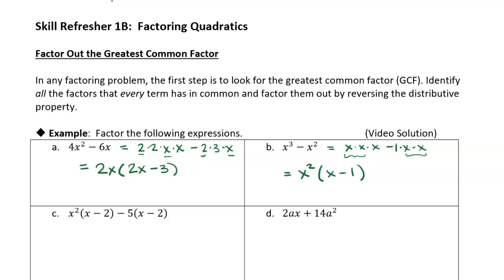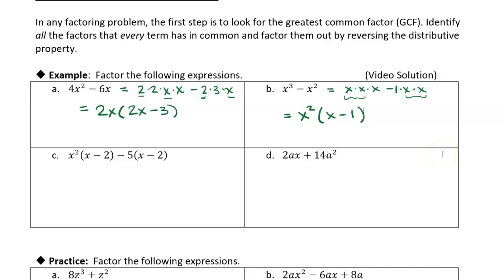All right, so let's do a couple more examples here. This looks a little different, but we actually have two terms here. This is a term, and this is a term. Those are things that are multiplied together, even though one of those terms is a binomial. It's x minus 2. That's still a factor. X minus 2 is a factor of the first term. And I see that both of those terms have a factor of x minus 2, so let's factor that out.